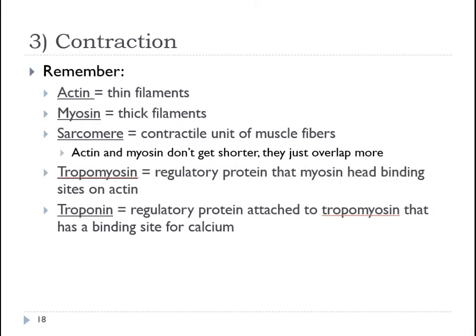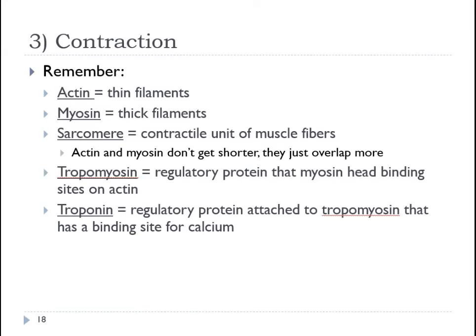So step 3 is going to be contraction. Before we get there, let's just make sure we have all these terms down. Actin is going to be the thin filaments. Myosin is going to be the thick filaments. They're going to crawl on each other to sort of condense the muscle layer. Remember, these two don't shrink, but what they do is they crawl on each other to make that space thinner.